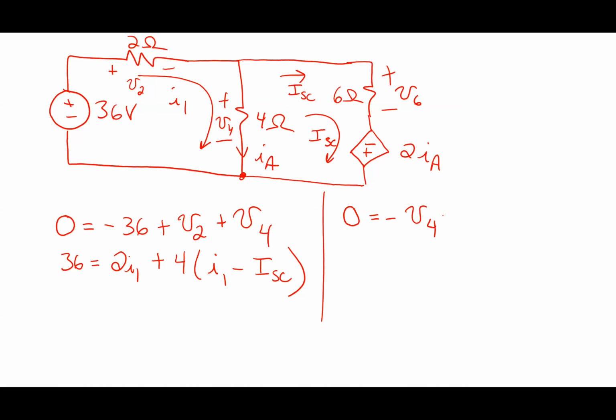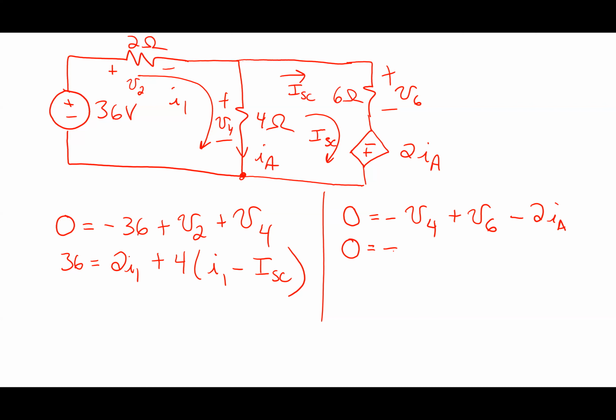0 equals negative V4. Then what do I do with the 6 ohm resistor? Plus V6. And then what? Minus 2IA. This is why the polarity of that source, going from minus to plus, is going to mess with your heads. So 0 equals minus V4.